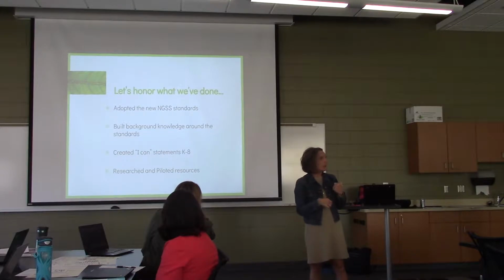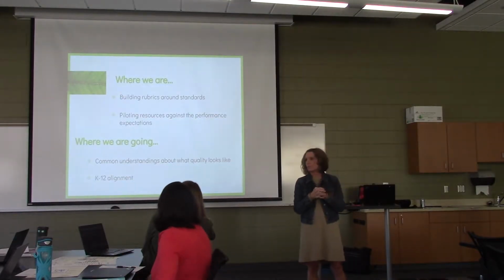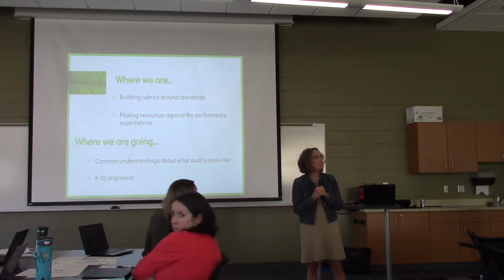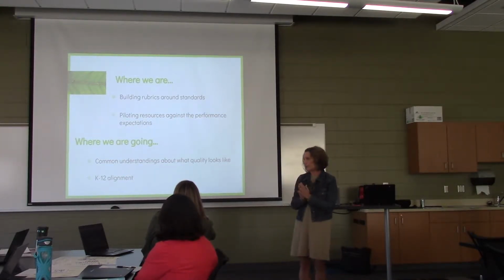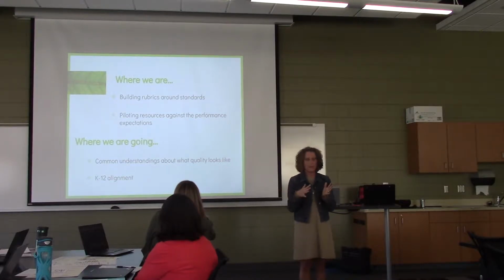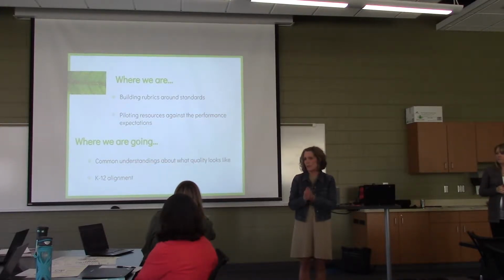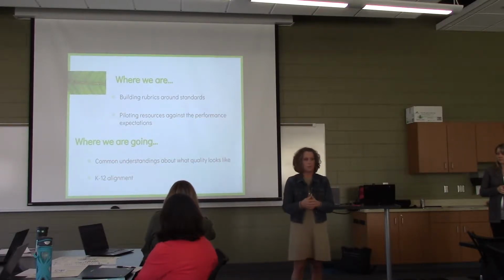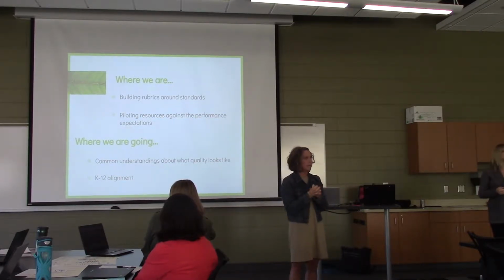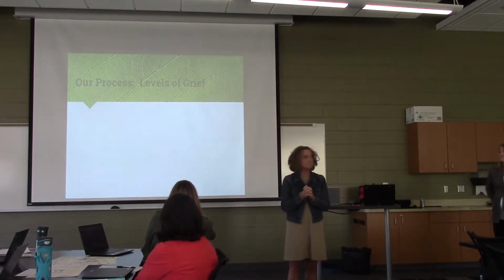We want to show where we're going. We're building rubrics currently around those standards. We're piloting resources still against the performance expectations, because we realized we need to know what the end looks like in order to pick a good resource. And where we're going is that idea that we all have a common understanding about what quality looks like. So when a student is assessed in any classroom, any building, that assessment would look similar as far as quality. Your sense of quality would look the same as another person's sense of quality, as well as K-12 alignment.